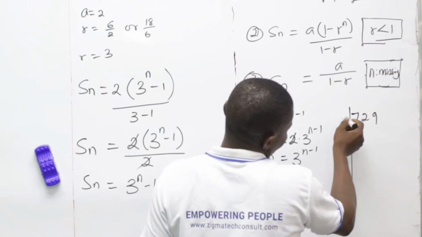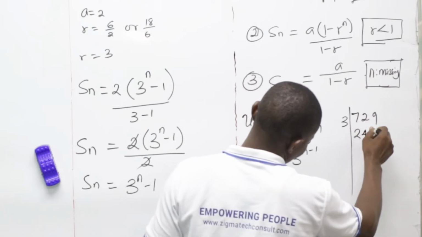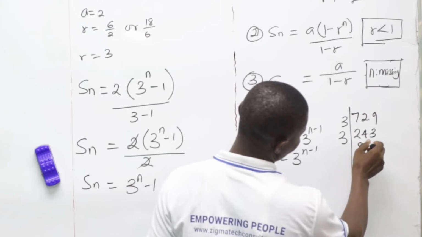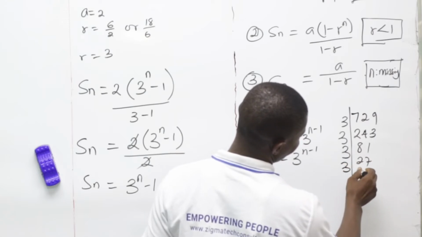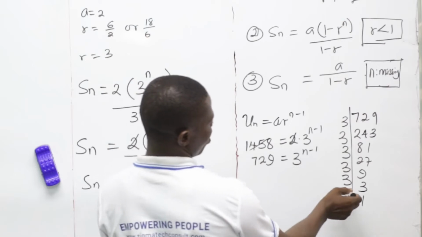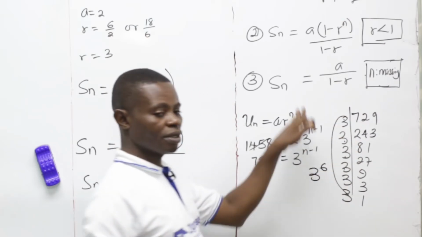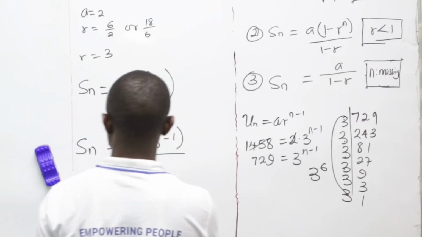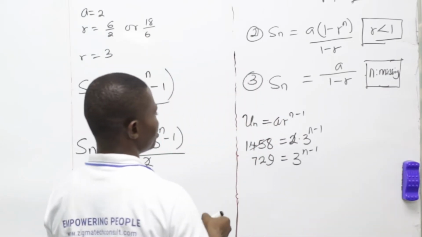Now 729, what can go? If we choose 3 here, this is 243, 3 again, this is 81, 3 again, this is 27, 3 again, this is 9, 3 again, this is 3, 3 again, this is 1. Let's count: 1, 2, 3, 4, 5, 6, meaning 3 raised to the power 6. You can see we have it now. 3 power 6 equals what? 729.